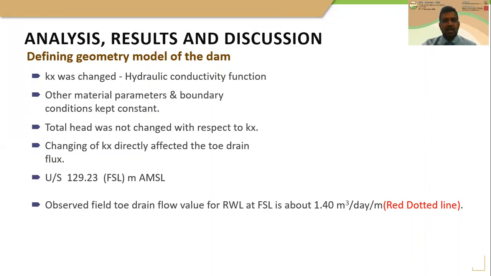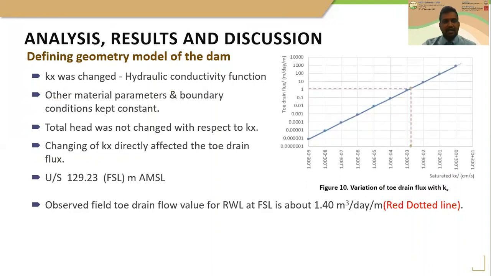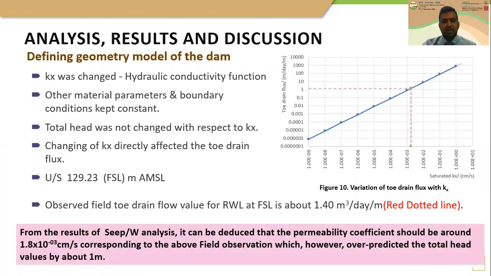As literature says, total head values in the results did not change with respect to Kx, but changing Kx directly affected the Peradeniya flux. From the CW results here, it can be deduced that the K should be around 1.8 × 10^-3 centimeters per second, corresponding to the field observation, which, however, over-predicted the total head values by about 1 meter.